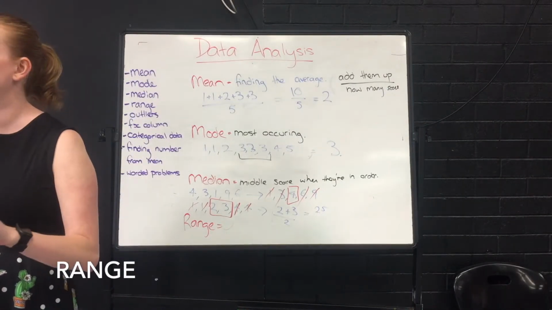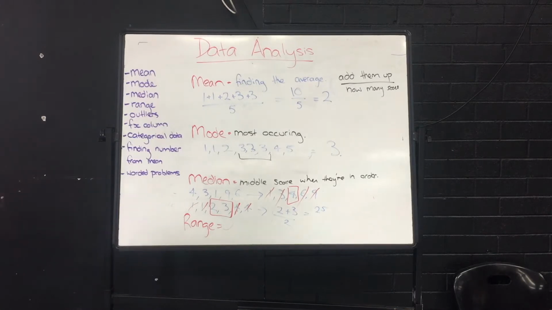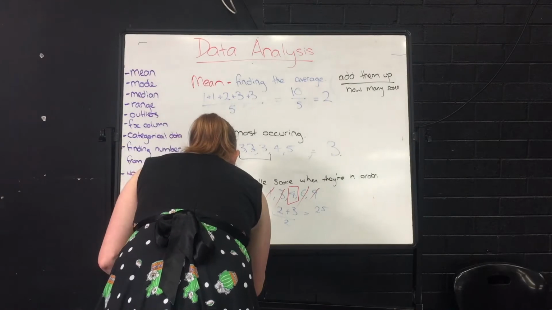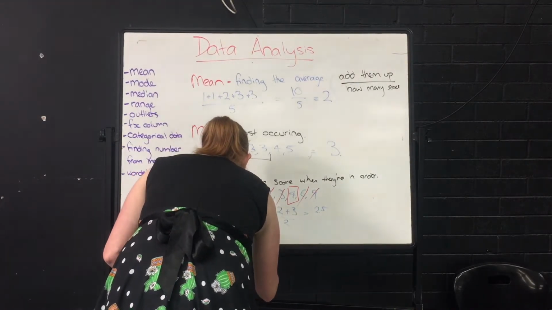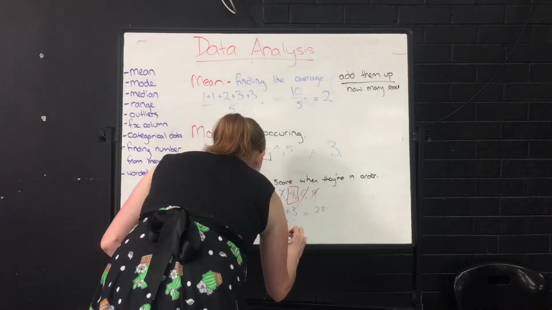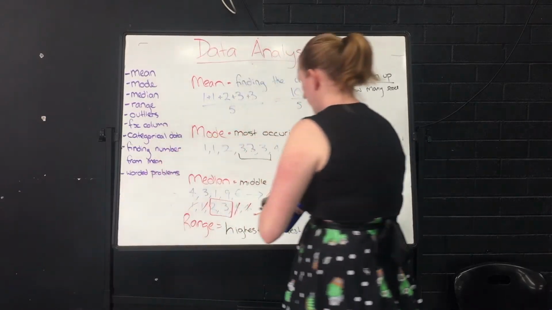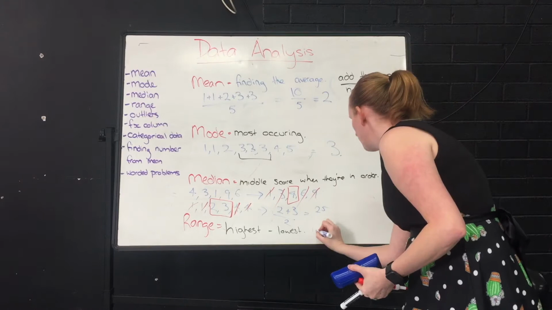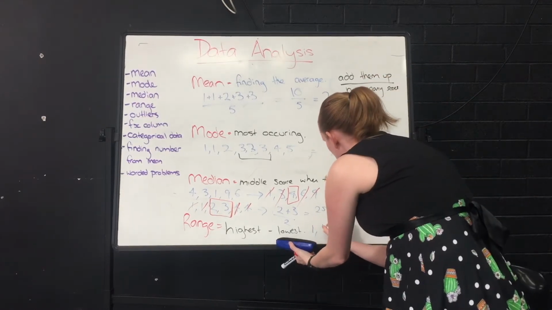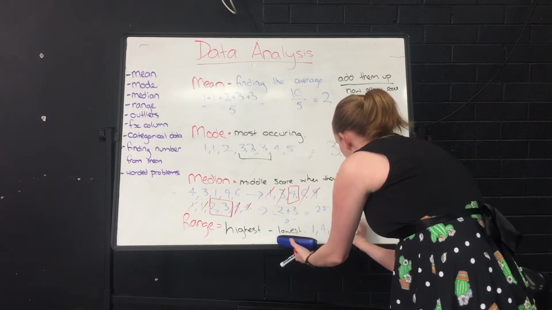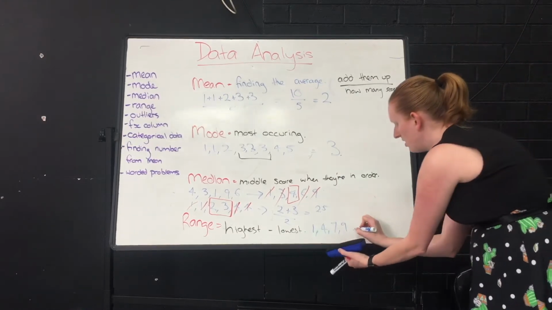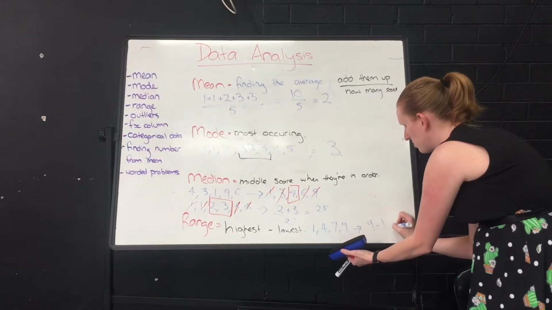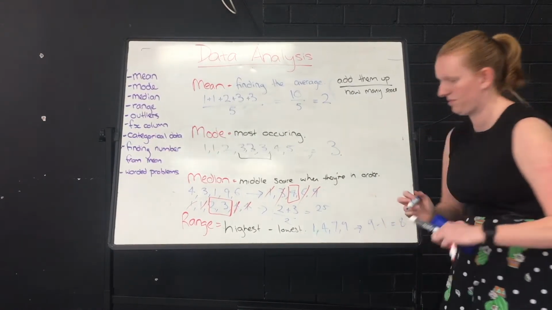Does anyone know what range is? Someone who hasn't answered the question yet. One of the ladies from over here, what's range? Awesome. Highest minus lowest. So, for example, if I had the numbers 1, 1, 4, 7, and 9, I would just go 9 minus 1, which gives me 8.